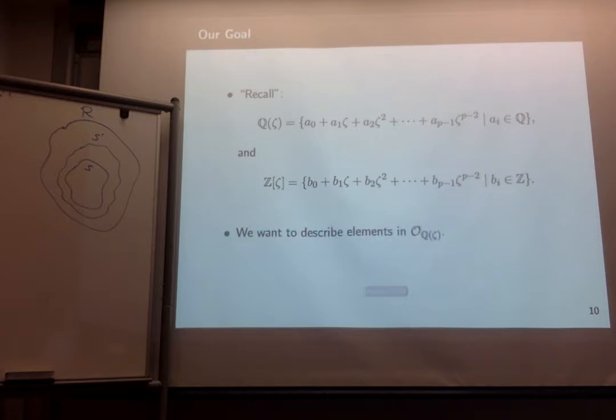All right, so our goal is to describe the elements of Q adjoin zeta that are integral over Z. And spoiler, look away if you don't want to know, if you want it to be a surprise. We are going to show that the cyclotomic integers, the ring of integers in Q adjoin zeta, is, close your eyes, Z bracket zeta. All right, so let's get going.